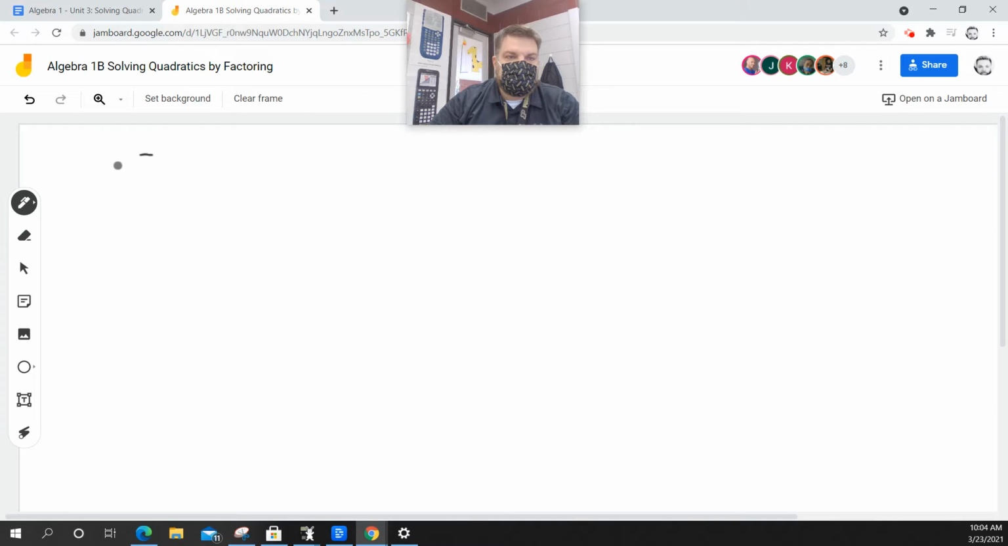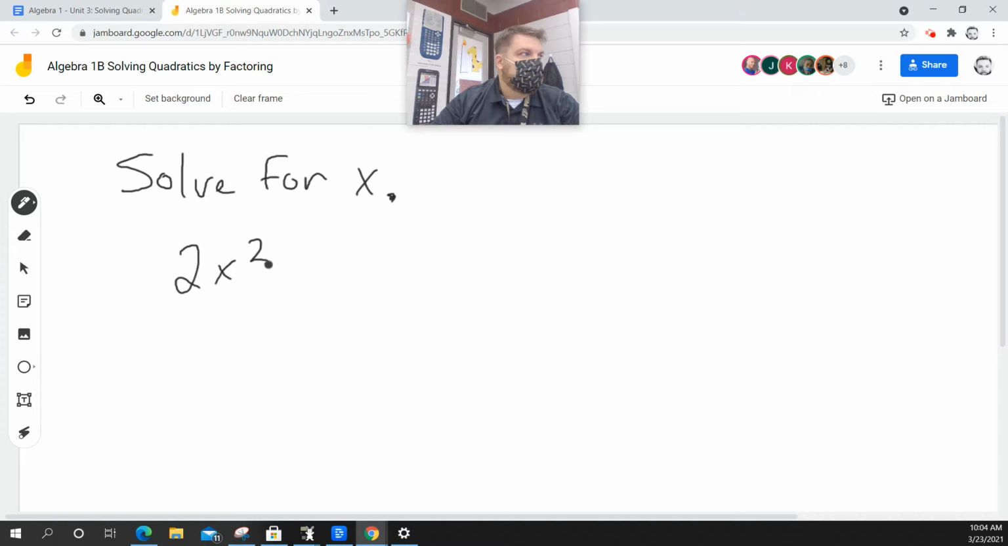So this next one, we're just going to solve for x. They give us 2x squared minus 4x equals 0. So it's already set equal to 0. Cool. Then the first thing I want to do is think, is there something I can factor out?